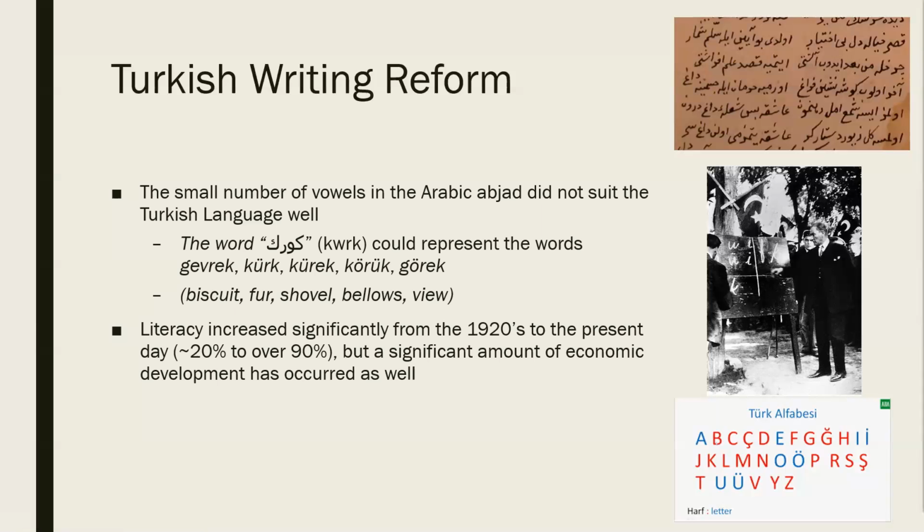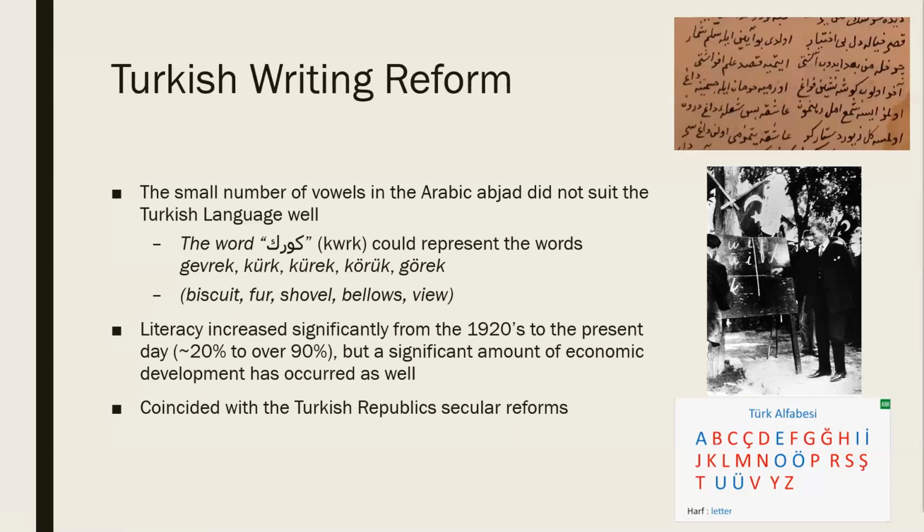And like we see in China, from the 1920s to the present day, there has also been a massive increase in literacy. But again, we should remember that correlation does not imply causation. It's important to note that during this time period, there has been a significant amount of economic development in Turkey as well. And perhaps it's the economic development that's really a better explanation for the increase in literacy in Turkey.